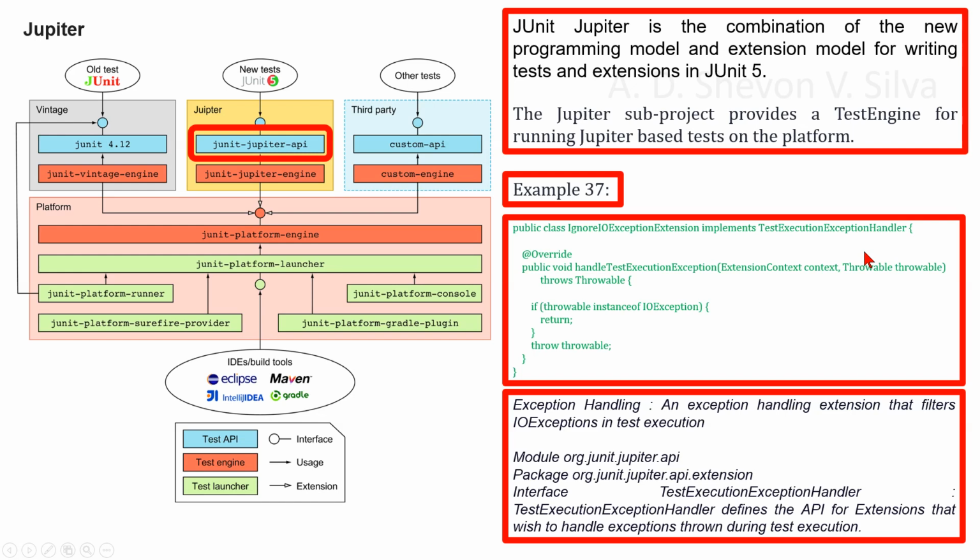JUnit Jupiter offers an API for extensions that wish to handle exceptions thrown during a test method via TestExecutionExceptionHandler, or for those thrown during one of the test lifecycle methods, @BeforeAll, @BeforeEach, @AfterEach, and @AfterAll, via LifecycleMethodExecutionExceptionHandler. The following example shows an extension that swallows all instances of IOException, but rethrows any other exception type.